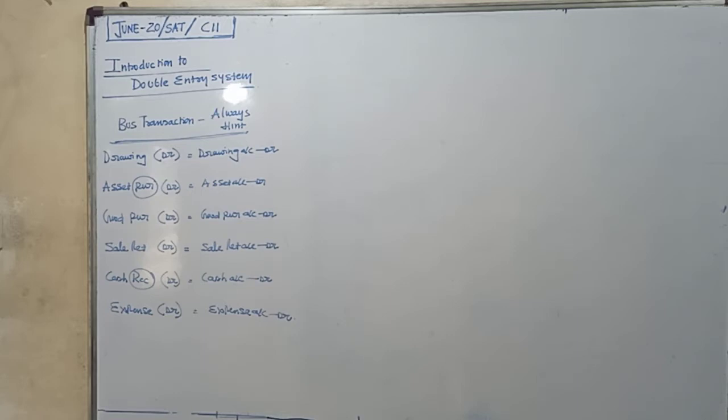Sales return is always debited, so sales return account debit. Cash received is always debited, so cash account debit. Expense is always debited, so expense account debit. So having understood debit, we'll go to the credits.